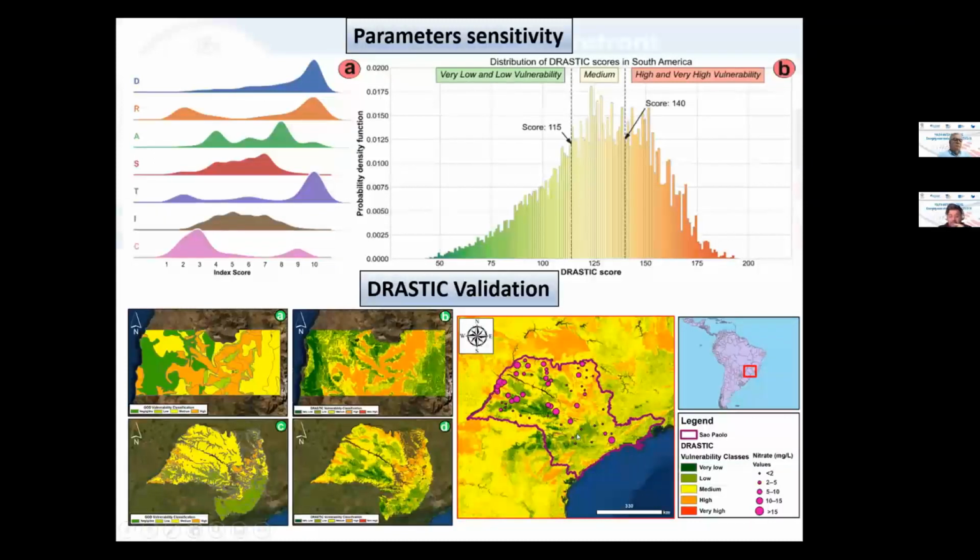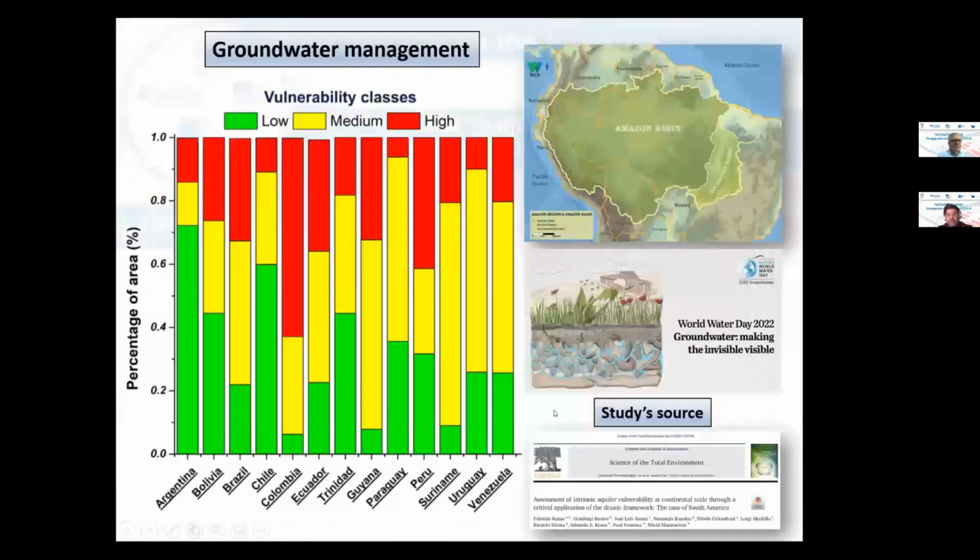Similarly, the spatial distribution of nitrate in the São Paulo area matched well with the spatial distribution of DRASTIC, with the lower concentration of nitrate in the area with low vulnerability and vice versa. We also did a characterization of each South American country according to the class of vulnerability. As we can see, the higher vulnerability percentages are all concentrated in the area of the Amazon basin, that is unfortunately one of the most impacted areas due to groundwater pollution and exploitation.